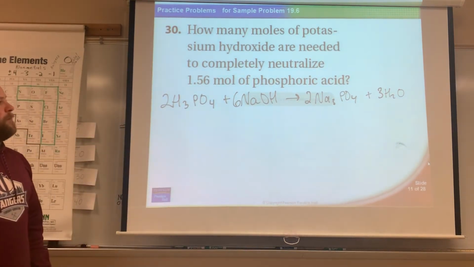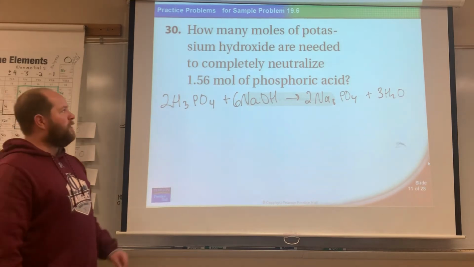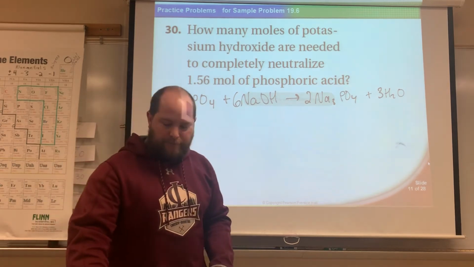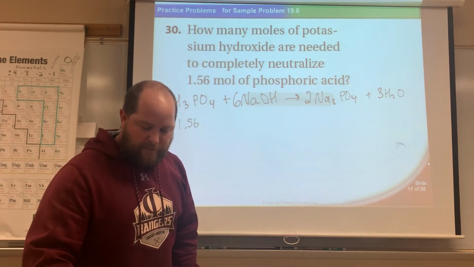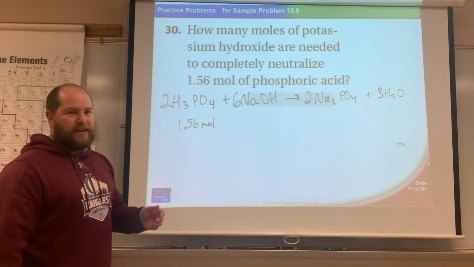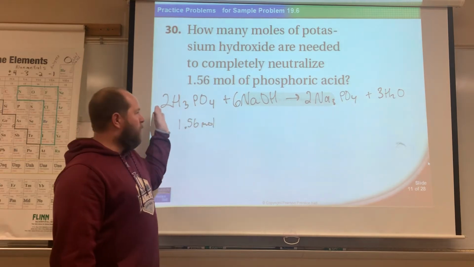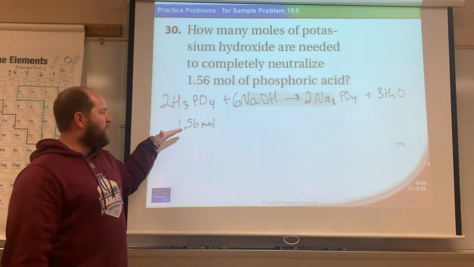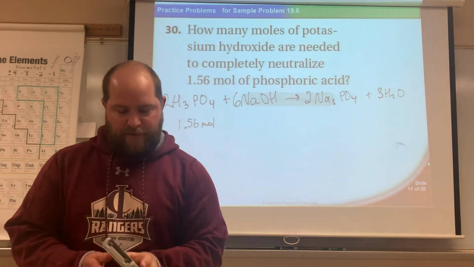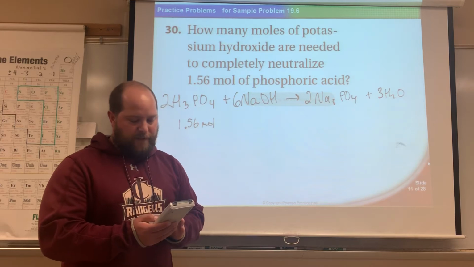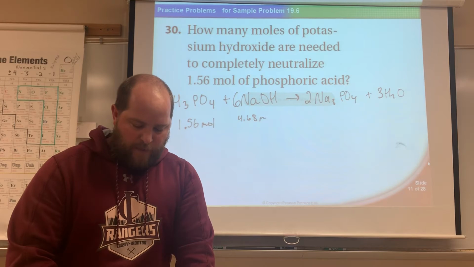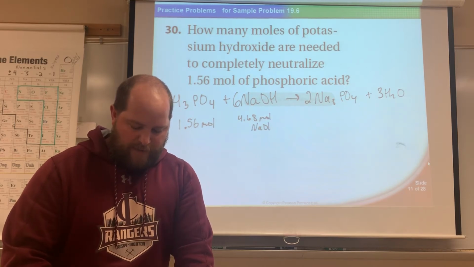So now I'm going to say, okay, I have 1.56 moles of phosphoric acid. That's going to go here. Instead of setting it up with dimensional analysis, I'm going to recognize that it's a 2 to 6, or a 1 to 3. So if I have 1.56 here, I need 3 times the amount of the base to neutralize it. So I'm going to take 1.56 times 3. That means I'm going to need 4.68 moles of sodium hydroxide.